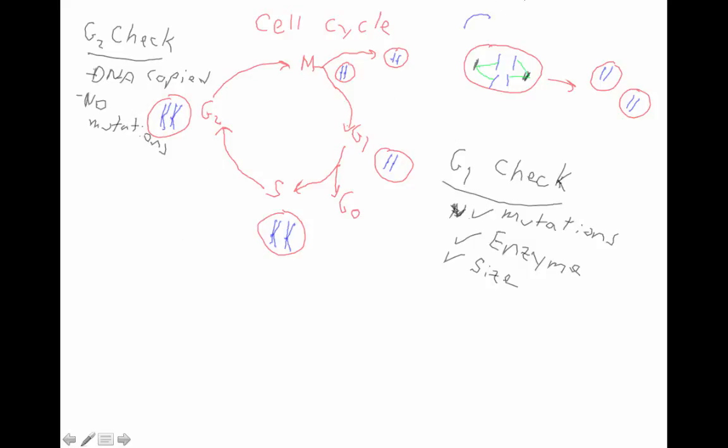Then our last checkpoint occurs during mitosis. More specifically, it occurs during metaphase, sort of as we see here. So I'm going to put the M checkpoint here. And what we're checking here, there's really one main thing we're checking, and that is that every chromosome is attached to a spindle. So I'm just going to write spindle check here.